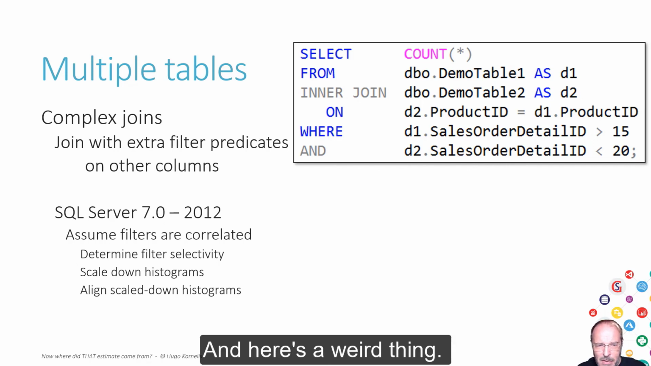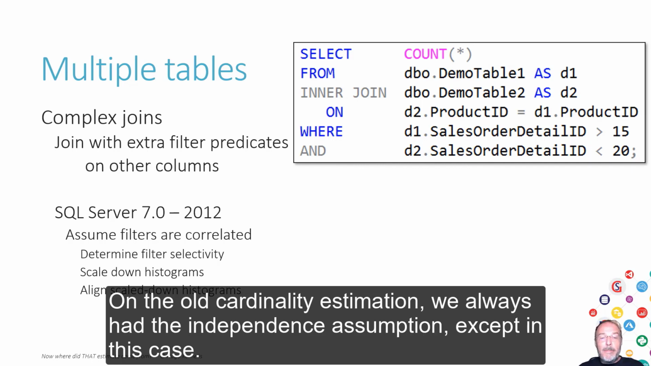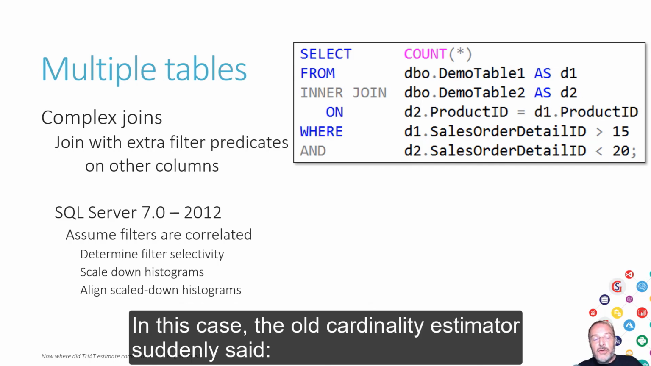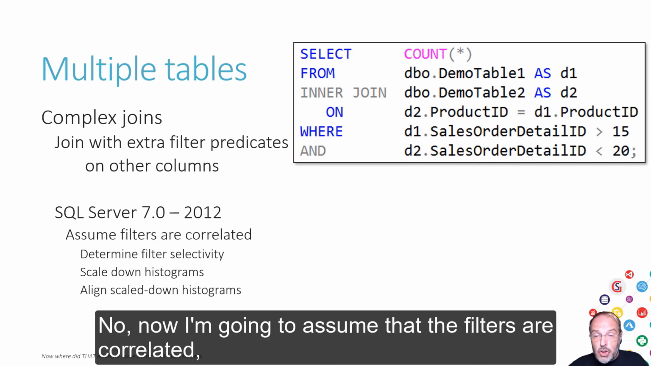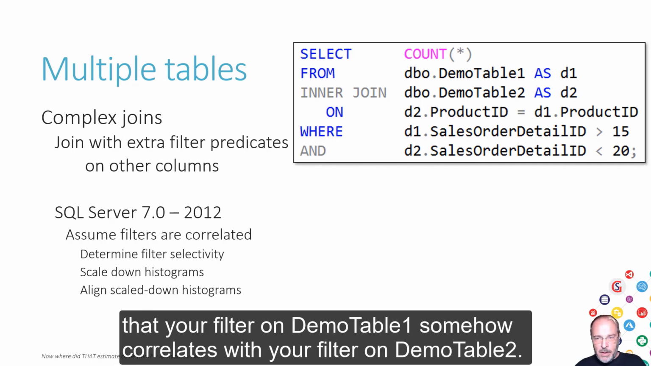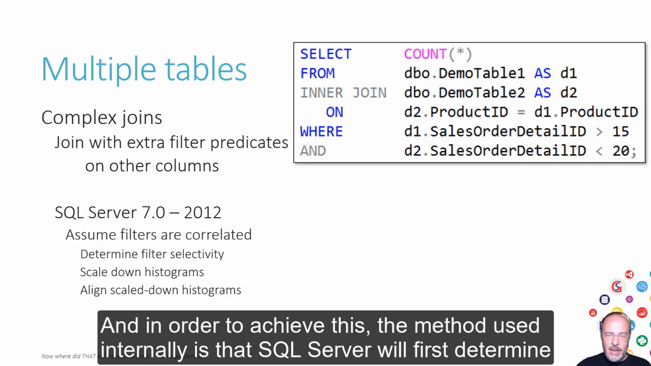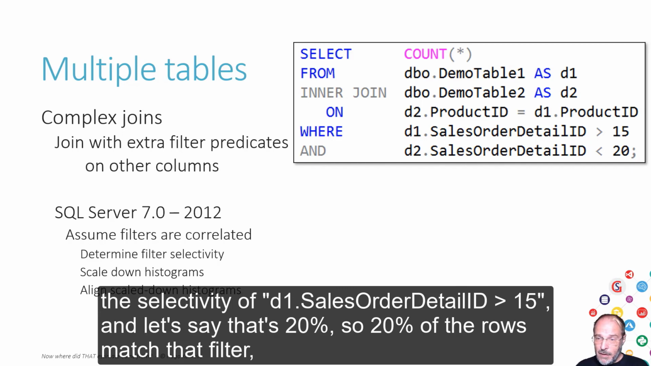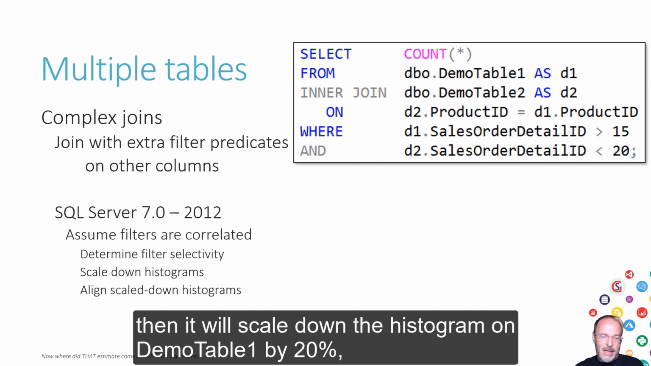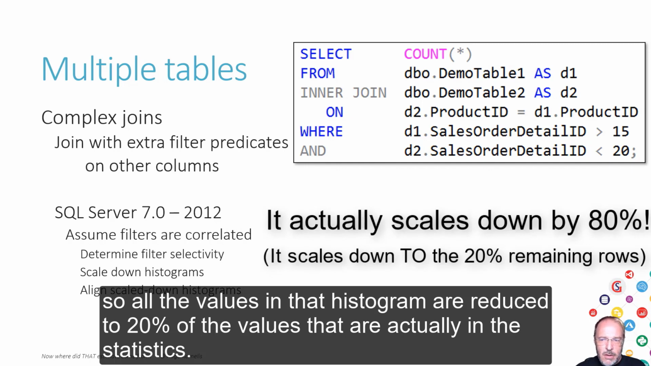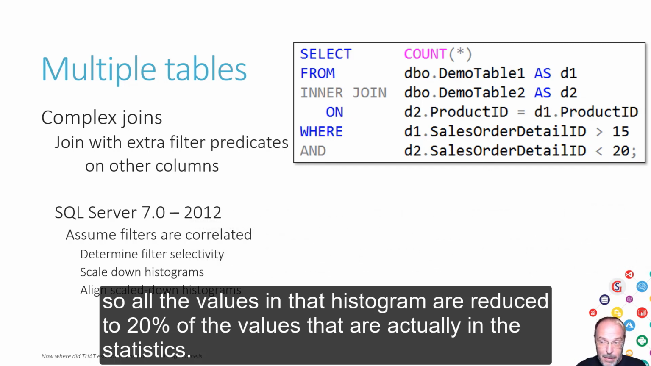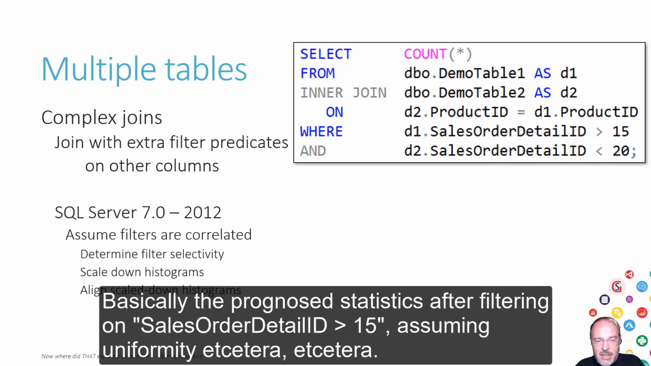And here's a weird thing. On the old cardinality estimation, we always had the independence assumption, except in this case. In this case, the old cardinality estimator suddenly said, no, now I'm going to assume that the filters are correlated, that your filter on demo table 1 somehow correlates with your filter on demo table 2. To achieve this, the method used internally is that SQL Server will first determine the selectivity of d1.sales order detail ID larger than 15. Let's say that's 20%, so 20% of the rows match that filter. Then it will scale down the histogram on demo table 1 by 20%. So all the values in that histogram are reduced to 20% of the values that are actually in the statistics. Basically, the prognosed statistics after filtering on sales order detail ID larger than 15, assuming uniformity, etc.